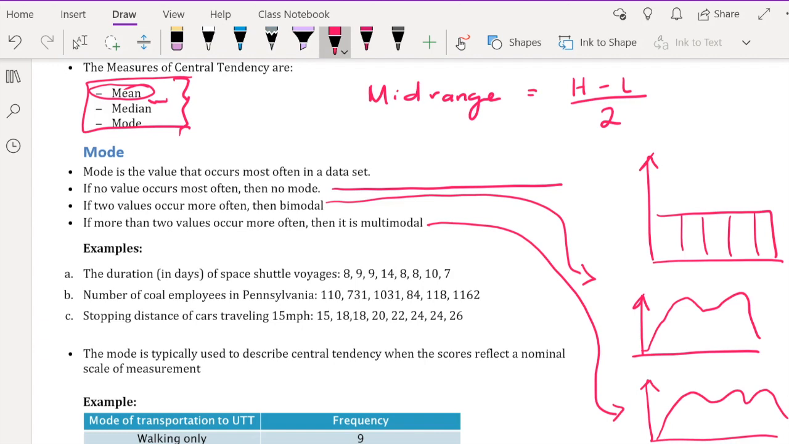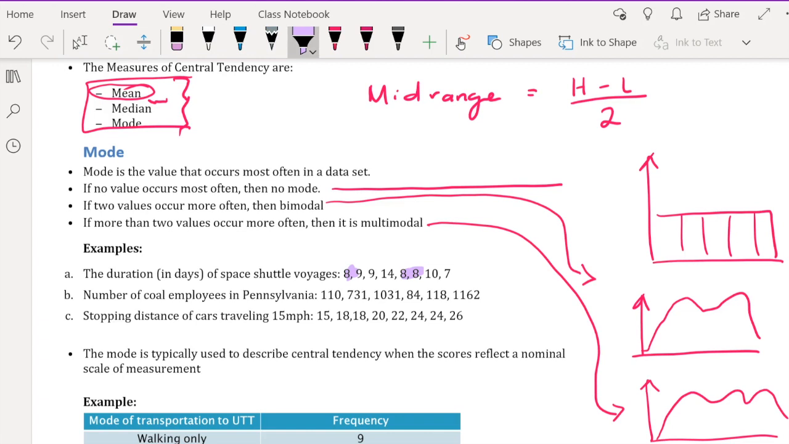So, examples. Let's find the mode in these examples. The duration in days of space shuttle voyages. So we're looking for the most frequently occurring value. That would be this one, the 8s. So that would be the mode.